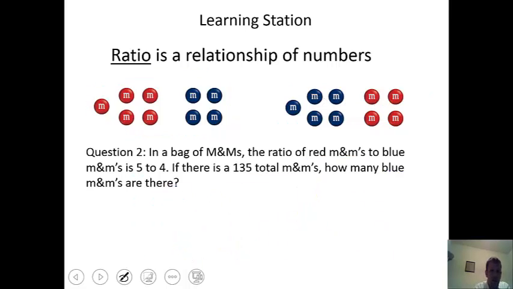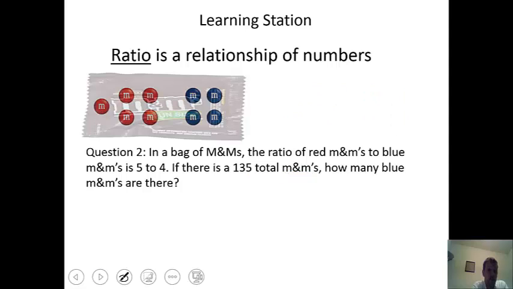Alright, question number 2. In a bag of M&Ms, the ratio of red M&Ms to blue M&Ms is 5 to 4. If there is 135 total M&Ms, how many blue M&Ms are there? I noticed they give me a total, and sometimes people sneak that in. So which of these above is going to help us? The answer is neither. We have to think about the whole bag. So let's think about the whole bag.